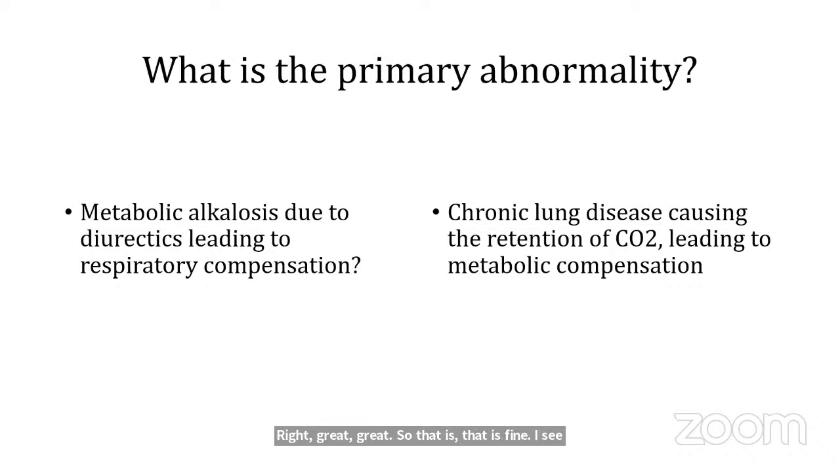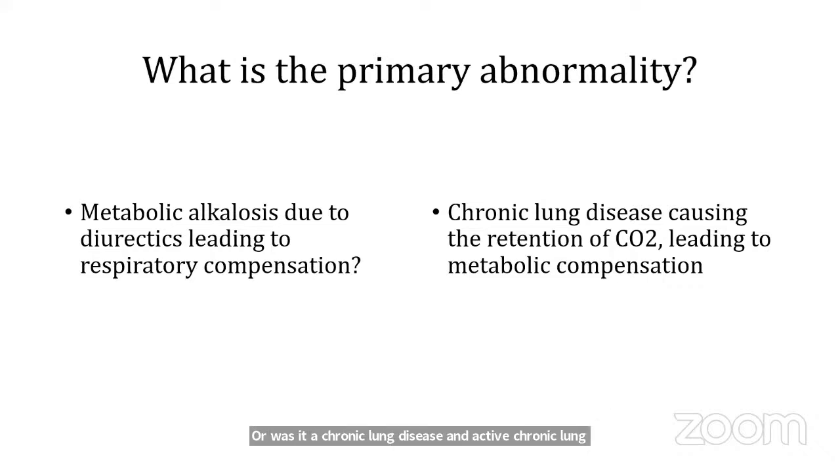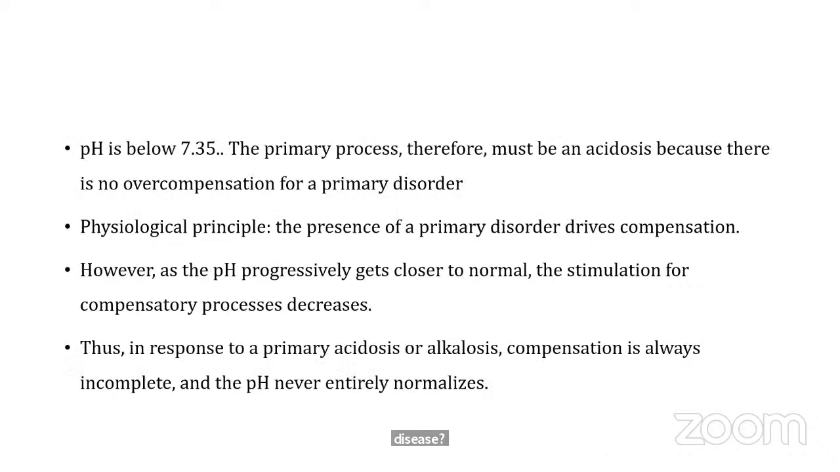And for the ones who did not get the answer right, what could have been the primary abnormality here? This could be metabolic alkalosis due to diuretics. We know that diuretics cause metabolic alkalosis. Is this a metabolic alkalosis because the patient was on diuretics like chlorothiazide and spironolactone, and was this a respiratory compensation of that? Or was it a chronic lung disease with carbon dioxide retention and metabolic compensation? Now, the pH was less than 7.35. We saw the pH was 7.32. The primary process, therefore, must be an acidosis here, because usually the compensation process cannot overshoot a primary disorder, right?